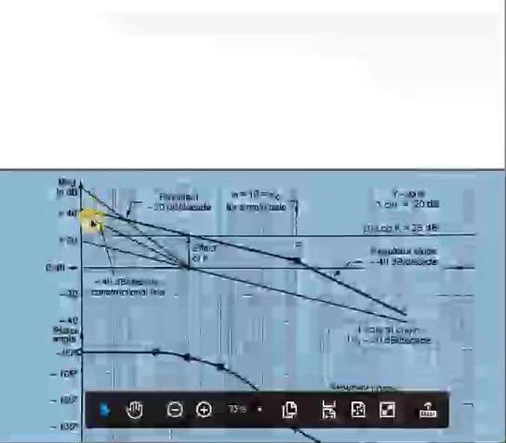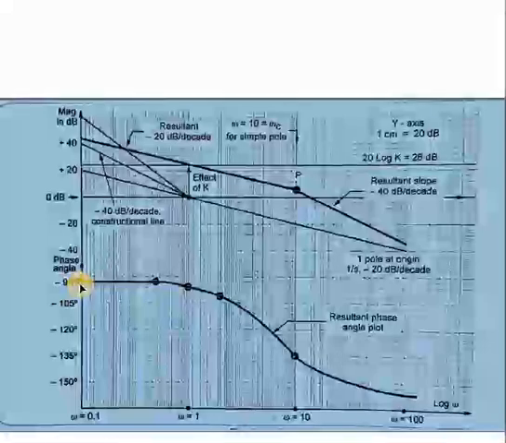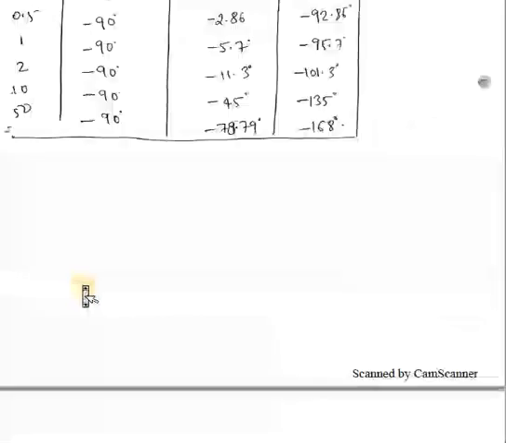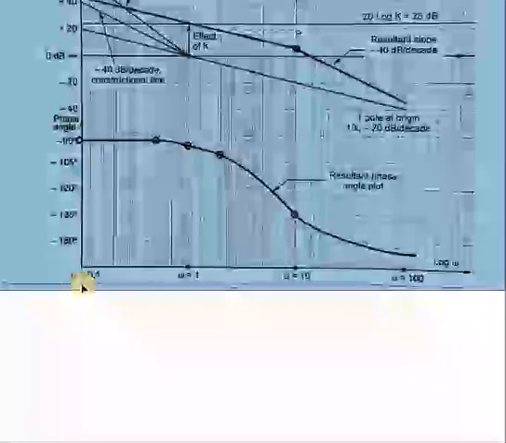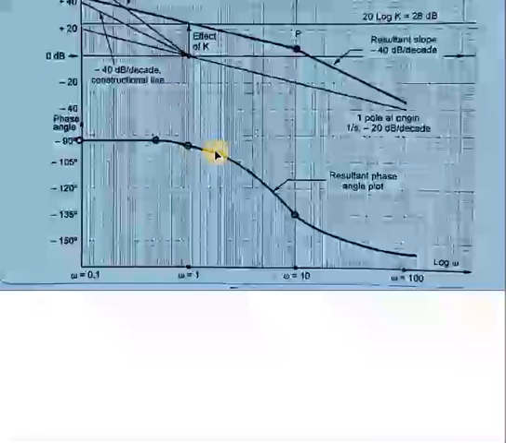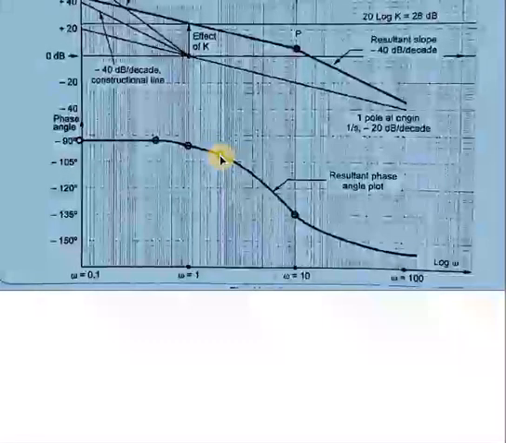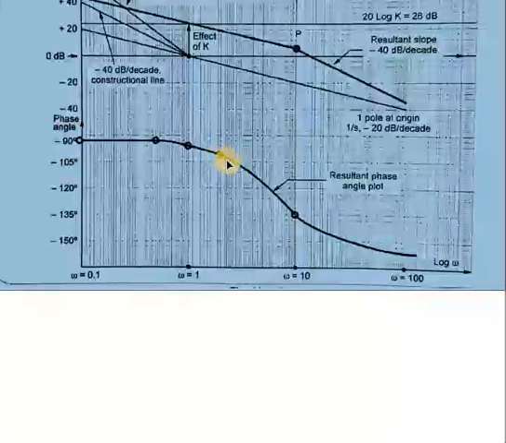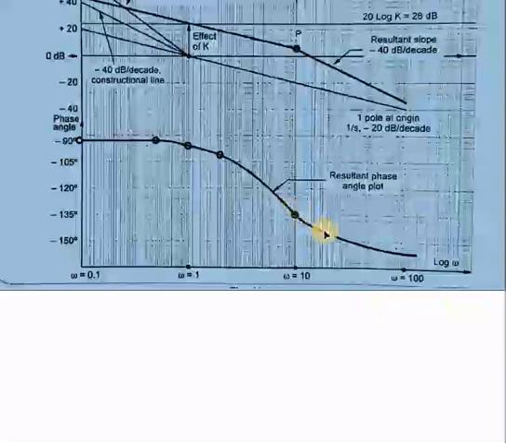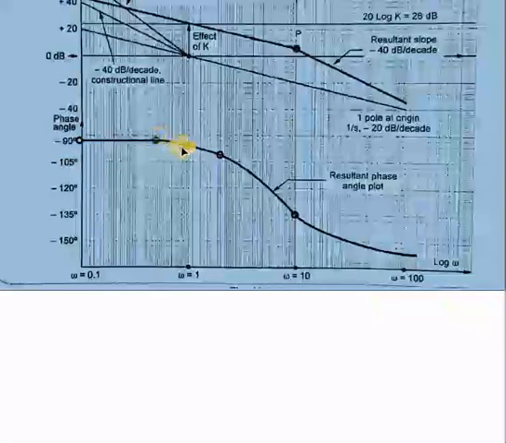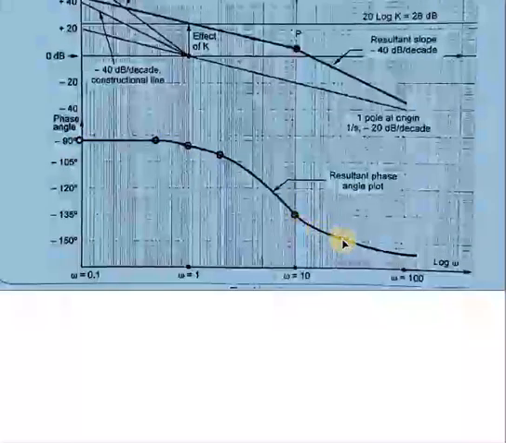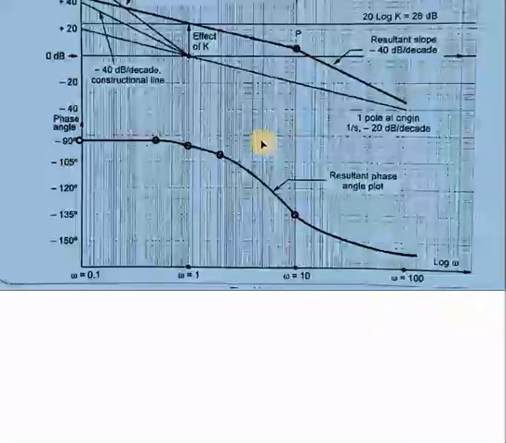Okay, so when omega equal to 1 the angle is minus 90.57, mark here. Similarly, when omega equal to say 2, the angle is 101. So your 101 will come somewhere here when omega equal to 2. Similarly, for all the values of omega, you mark the points, then join those points with a smooth curve. So that is going to be your resultant phase angle plot.